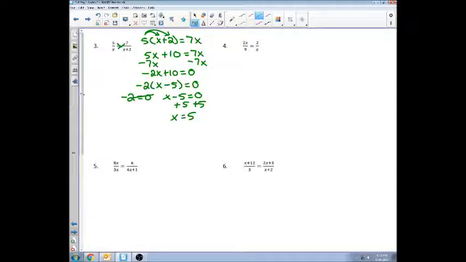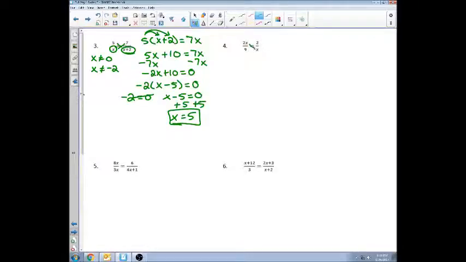I need to check for my restrictions. I have a restriction from x, which is x cannot equal 0, and a restriction from x plus 2, which means x cannot equal negative 2. Well, 5 is not 0 or negative 2, so I am good. All right, on to problem number 4.